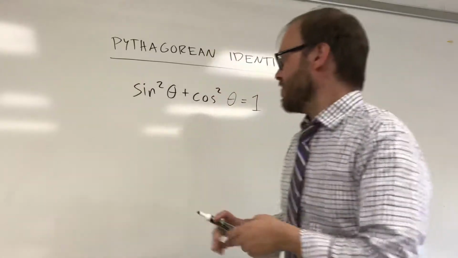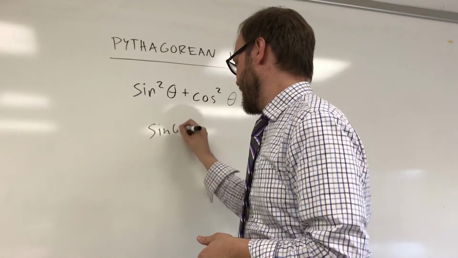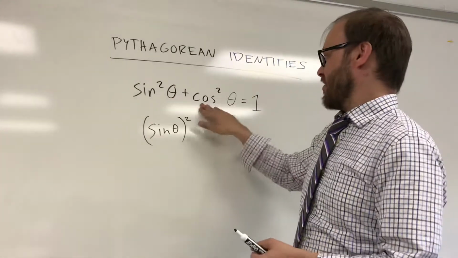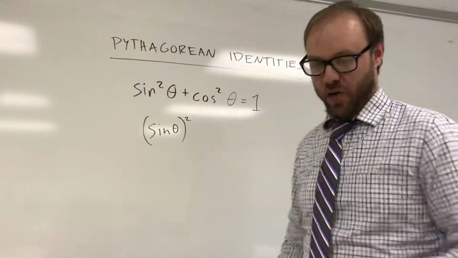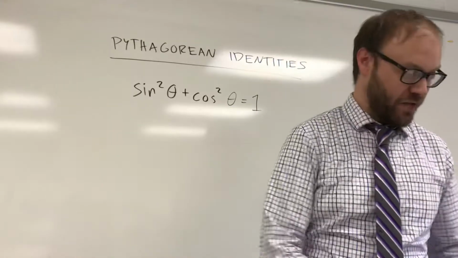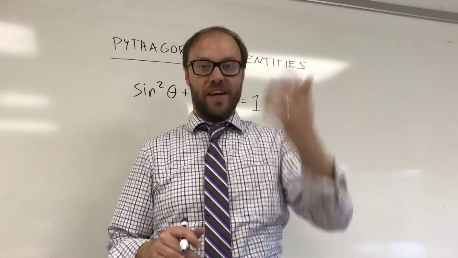But if you remember, we proved that the sine of an angle squared, remember that's the same thing as sine of theta squared, plus the cosine of that same angle squared is always going to be equal to 1. Okay, we already proved that. If you remember, I used a right triangle to show it. So that is the first of the Pythagorean identities.